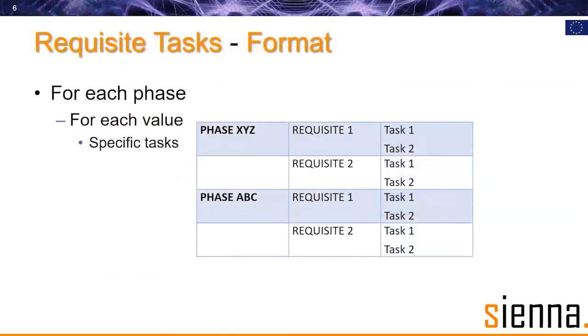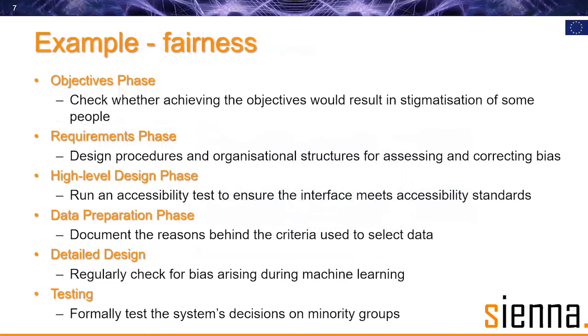in order to build the system. So the format is very much for each phase, you have a number of requisites. For each requisite, you have a number of specific tasks that you're asked to do. So what I just want to quickly do is just give you an example. And I thought what I'd do is I just pick one value, which is fairness, and give you examples of specific tasks that are required to achieve the requisites for fairness at each of the phases. And this is by no means an exhaustive list.